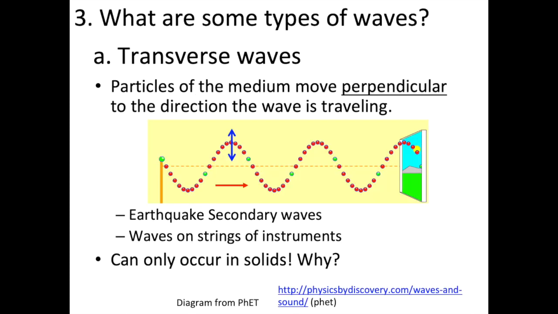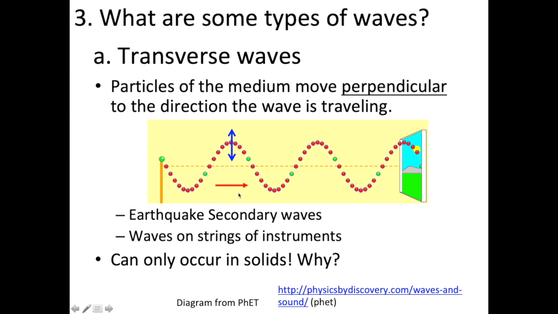Point 3, what are some types of waves? The first type we're going to look at is transverse waves. In a transverse wave, the particles of the medium move perpendicular to the direction the wave is traveling. Two examples of these are the secondary waves produced by earthquakes and waves on the strings of instruments like a piano or a violin.